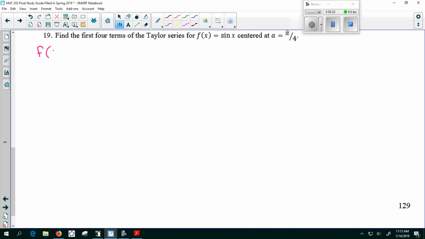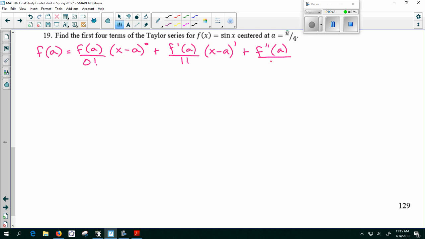So it's going to be f of a over 0 factorial times x minus a to the 0 plus f prime of a over 1 factorial times x minus a to the first plus f double prime of a over 2 factorial times x minus a squared. Okay, so that's 1, 2, 3.